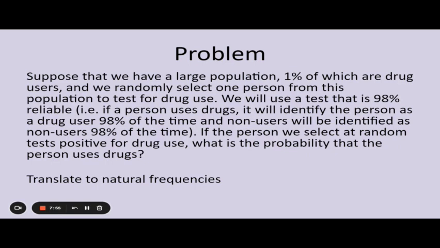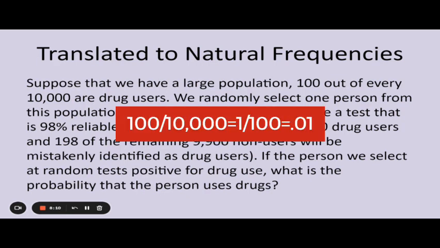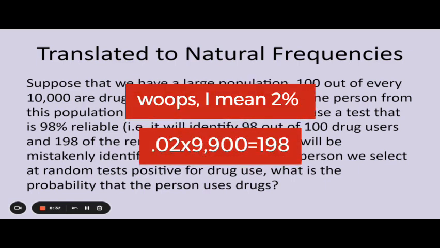Okay, so first step, just to do it the first way, I'm going to translate it like we did last time into natural frequencies. So I kept the same problem, but put it with numbers instead of percents. Suppose we have a large population, 100 out of every 10,000 are drug users. And then you can see I just rewrote the 98% reliability means that 98 out of 100 are identified as drug users and 198 of the remaining 9,900. So again, thinking our population is 10,000, that's where that number came from. And then 98% of that, 198.